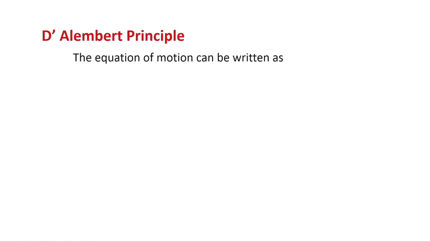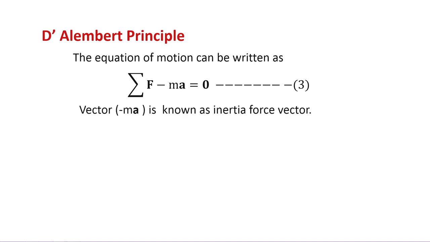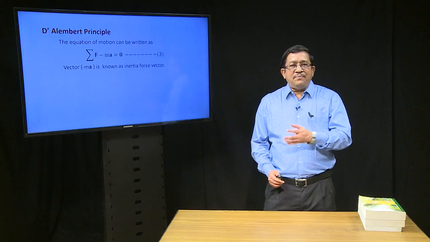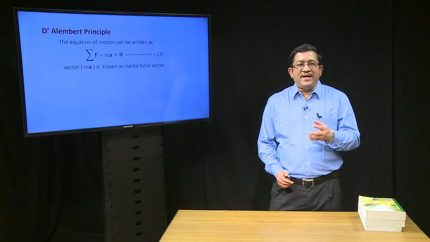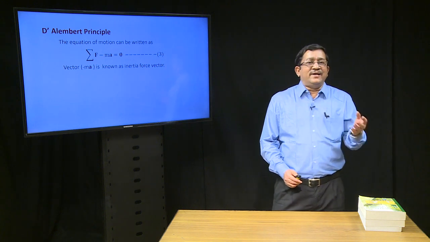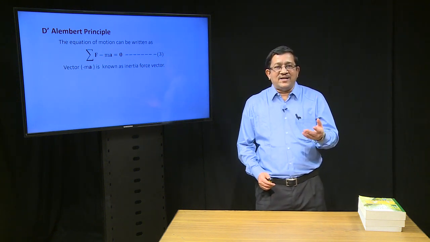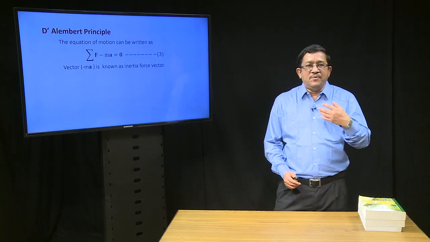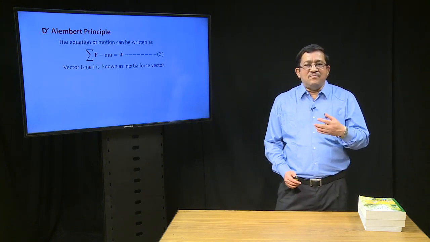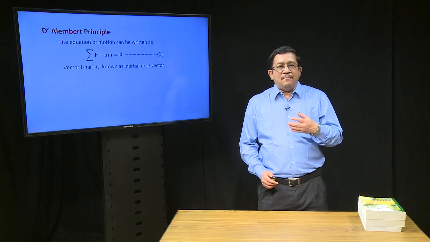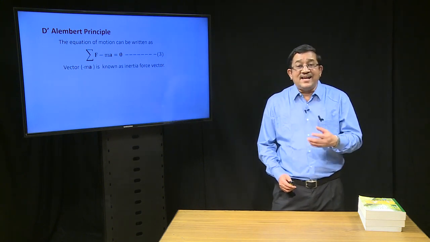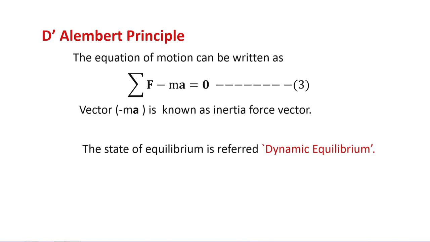Now, again, D'Alembert's principle is very important. We know summation of F is equal to ma, so it is a dynamic equation. But if summation of F minus ma is equal to 0, that dynamic equation is converted into a static one, and it is very useful for solving numericals related to equation of motion. So, this vector minus ma is known as the inertia force vector, and this state of equilibrium is known as dynamic equilibrium.